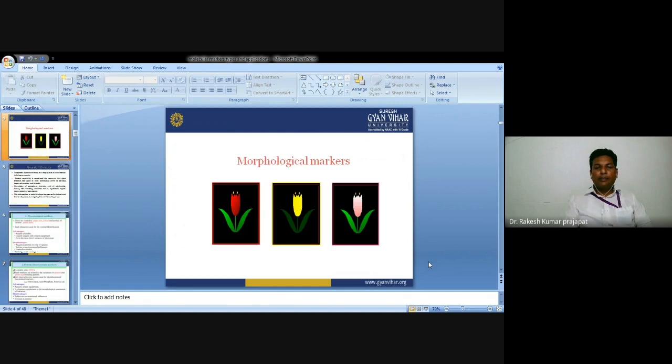This is the best example of morphological markers. As I told you, morphological markers are those which can be visualized by our naked eyes. You can see here flower color, leaf color, leaf shape, leaf size. These represent the morphological markers.